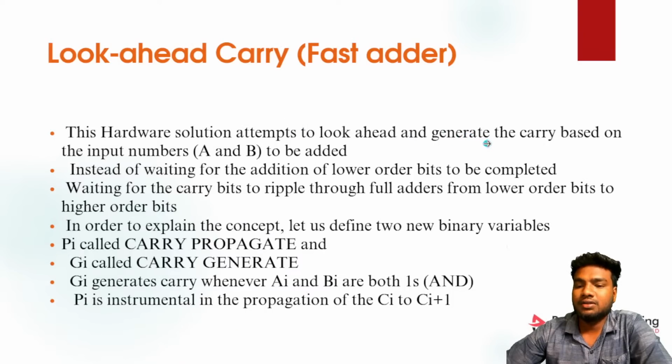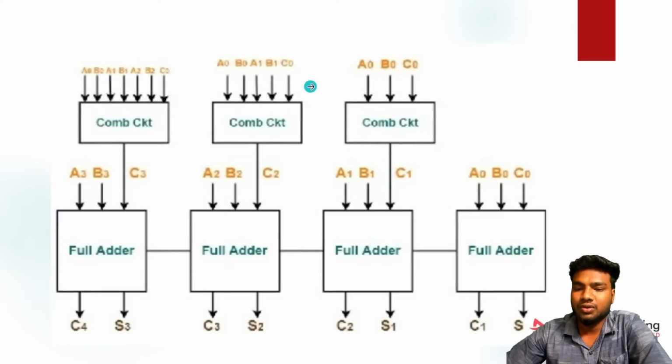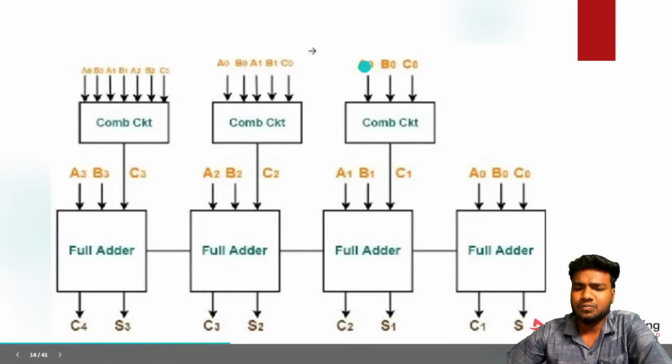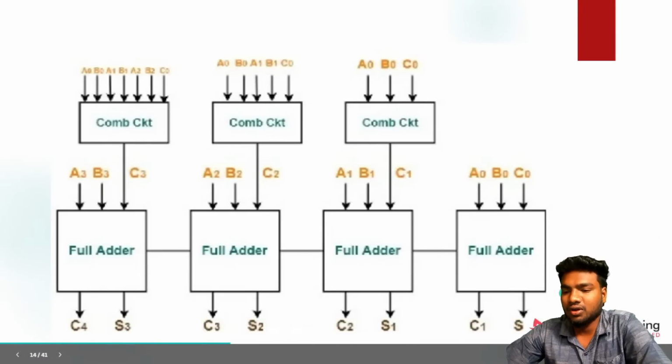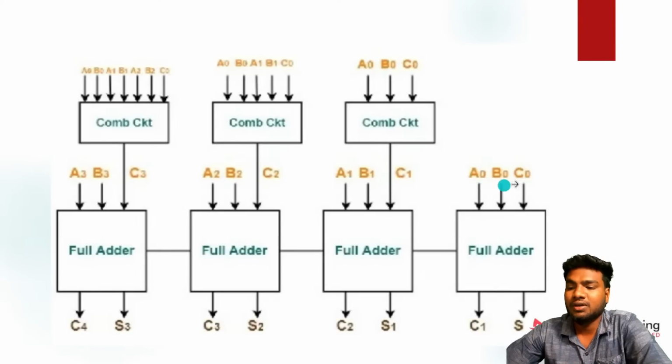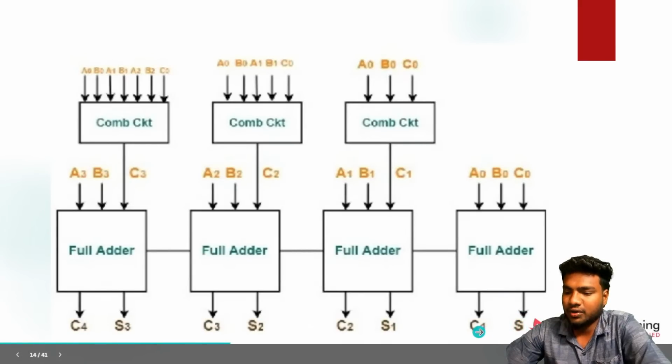But the main disadvantage is that it needs too many combinational logics. Why? You can see how this fast adder works. Firstly it has one full adder, whose inputs are A0, B0 and carry C0, and you will get sum 1 and carry 1.